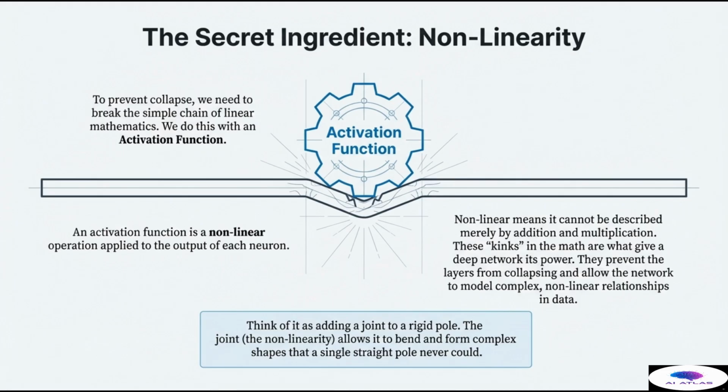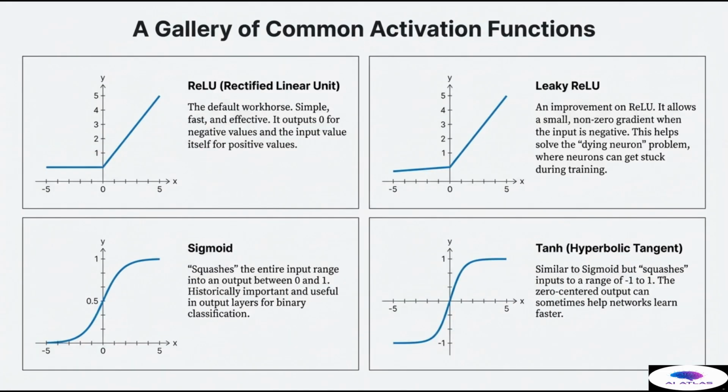Think of it using the visual analogy. We start with a rigid pole representing a linear function. The introduction of the joint, which represents the nonlinearity, allows that pole to bend and form complex shapes. Without the joint, the pole can only create a straight line. The introduction of nonlinearity is the singular mathematical mechanism that allowed neural networks to move past the limitations of the perceptron and finally unlock the era of deep learning. The choice of the nonlinear activation function is a major design decision in building a neural network, and researchers have developed an entire gallery of these functions, each optimized for different circumstances.